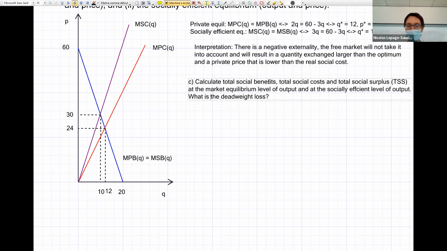So I let you think a bit about it. So calculate the total social benefit. Total social cost, total social surplus. So just to see if you remember. And then the deadweight loss.